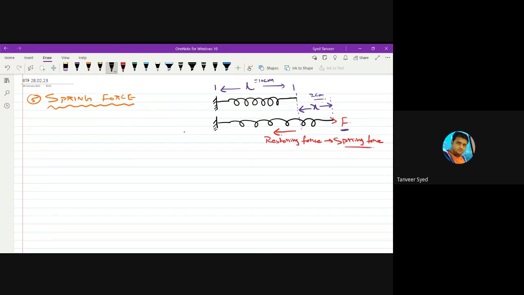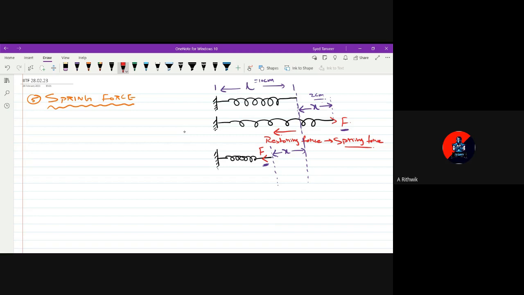Okay. In another situation, instead of elongating the spring, I am compressing it, by applying an external force in this direction. How much is the spring compressed? This is the natural length, and this is the compression. Let us say this is also some x. The spring is compressed. Now, if you remove this applied force, what happens? You see that the spring stretches. It comes back to its natural length again. Who is responsible for this? Again, the restoring force which is developed in the spring.